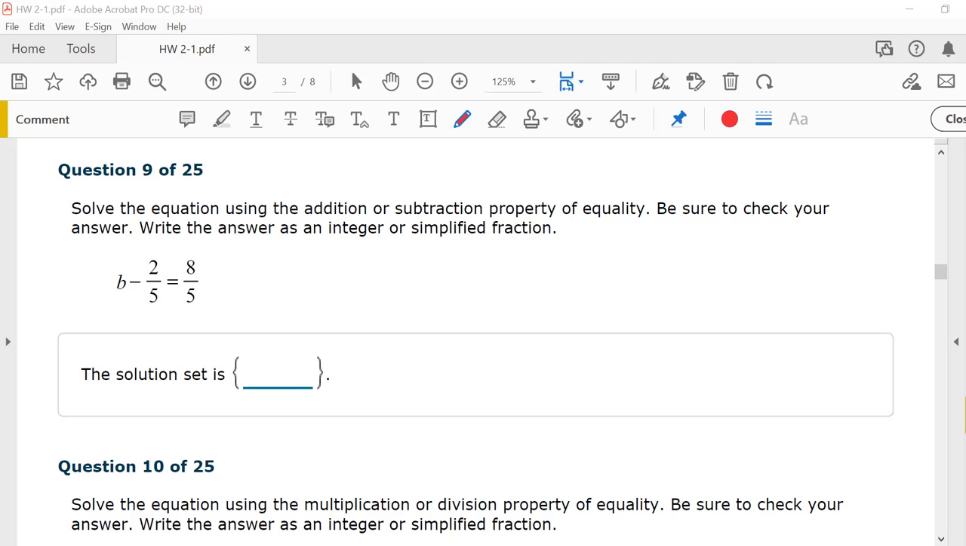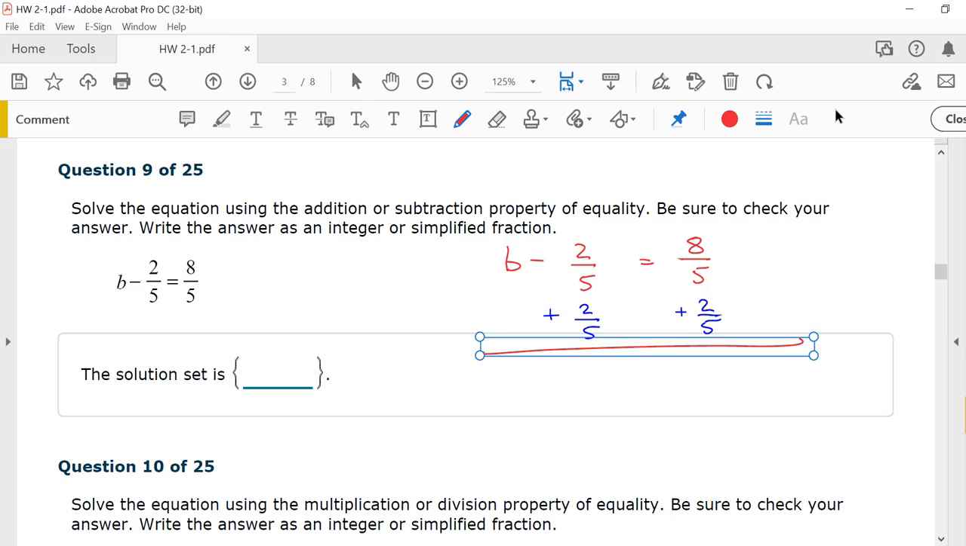All right, number 9, we have more fractions. The equation is b minus 2/5 equals 8/5. Remember, the goal is to get b by itself. So if I have b minus a number, to get that number to the other side, I need to add that number to both sides. Minus 2/5 plus 2/5, that cancels, that's 0.